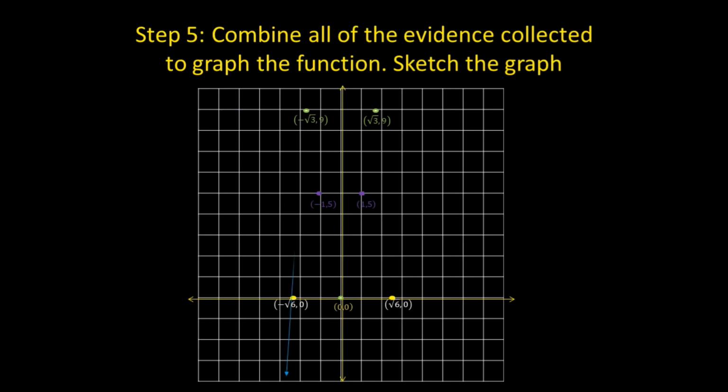From negative infinity to negative square root of 3, we have increasing. From negative square root of 3 to 0, we have decreasing. And from 0 to square root of 3, we have increasing. And from square root of 3 to positive infinity, decreasing. The graph now would be this.